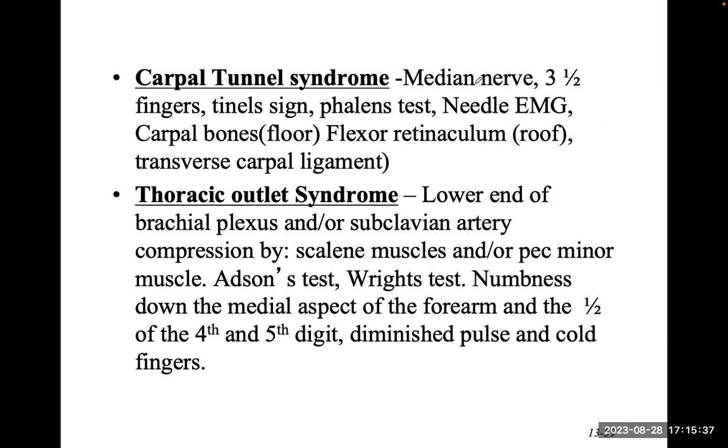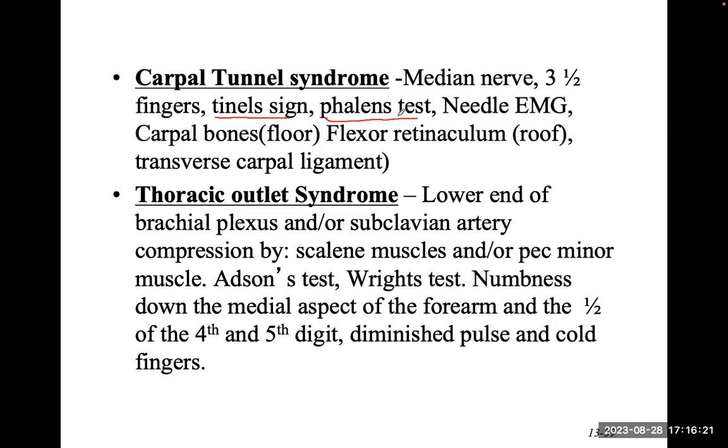When we look at CTS or carpal tunnel syndrome, this affects the 3.5 fingers, the first, second, third digit, and half of the fourth digit. When there's carpal tunnel syndrome, there are two tests that can pick it up, signs. One is Tinel's sign, and the other is Phalen's test. Tinel's sign is when you tap over the volar ligament or the flexor carpal ligament or the flexor retinaculum. When you tap over that with your finger or a reflex hammer and you get shooting pain down 3.5 fingers, that's a positive Tinel's sign.